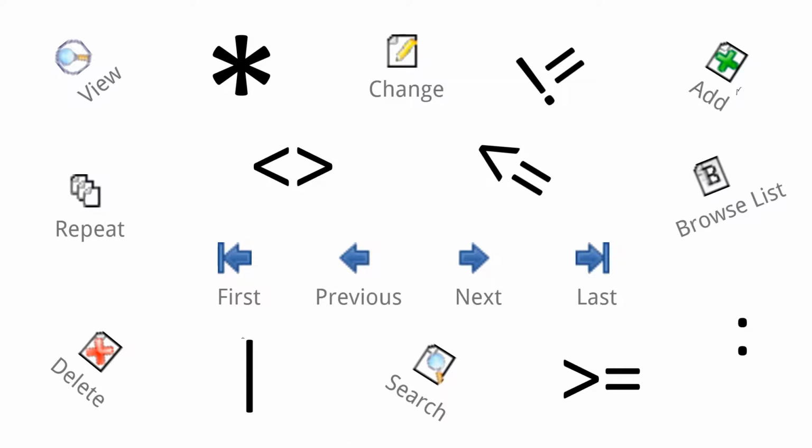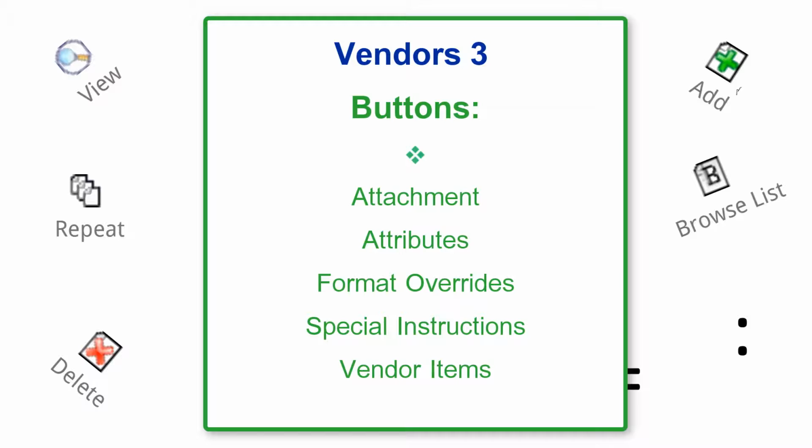Welcome to MasterTools videos. In this video, Vendors 3, we'll explain the functionality for the following buttons on the vendor: attachment, attributes, format overrides, special instructions, and vendor items. Let's get started.